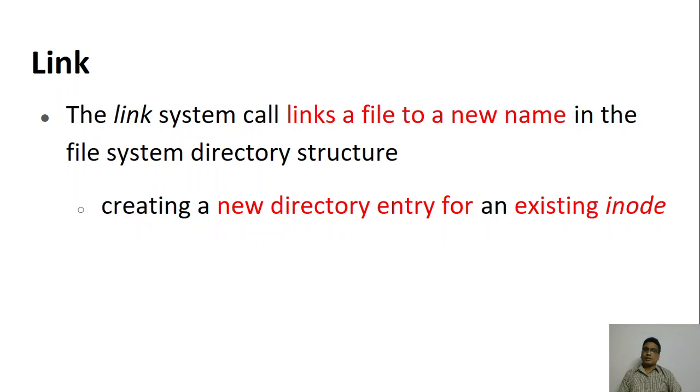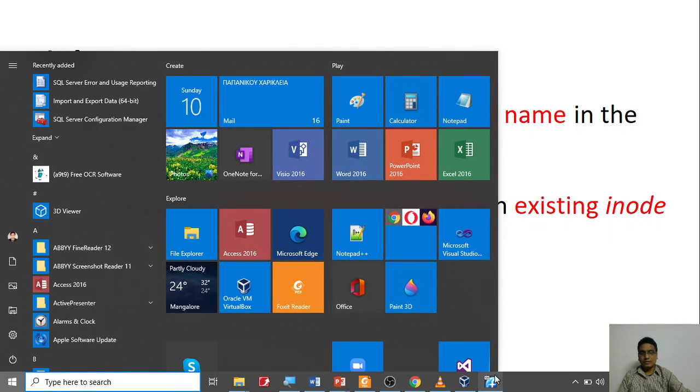So let's look at what is a link. We are all familiar with the shortcuts. So in Windows we create shortcut. So shortcut is nothing but a link to an existing file. In the similar way, link system call links a file to a new name in the file system directory. So whenever you call a link, it creates a new directory entry for the existing node. Now we are familiar with linking in Unix file system.